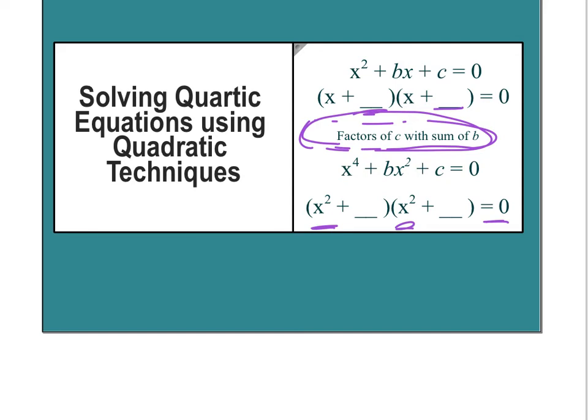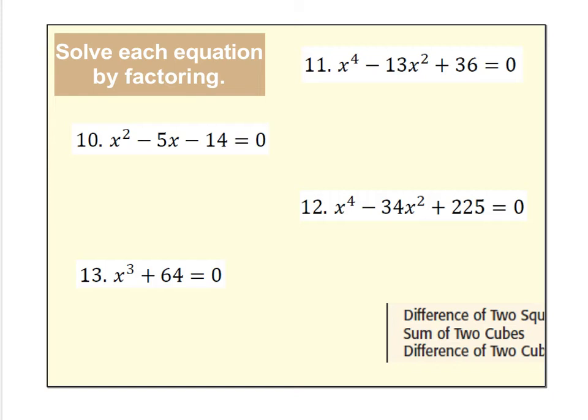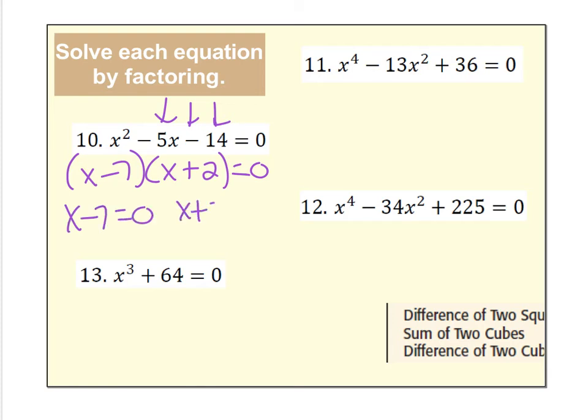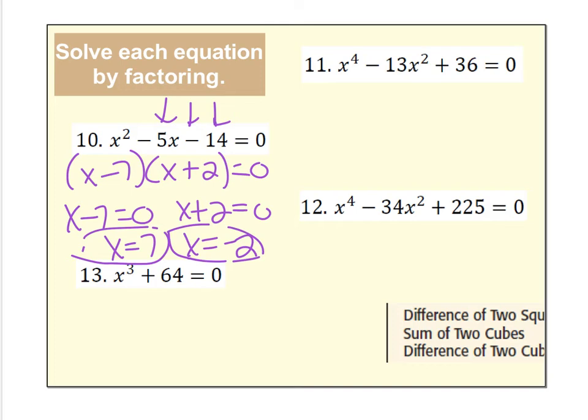So if I'm looking at, let's start with 10. This one factored is just going to be x minus 7, x plus 2. Factors of 14 that subtract to 5: 7 and 2. All right, so equals 0. So I set each part equal to 0. So x equals 7, x equals negative 2. All right, there's my solutions.